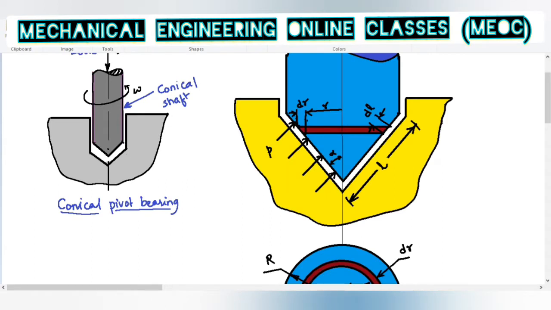Alpha is the semi-cone angle, which is indicated here. This is alpha, the semi-cone angle, and small l, which is shown here, is the slant length of the cone, or you can say it is the length of the generator of the cone.